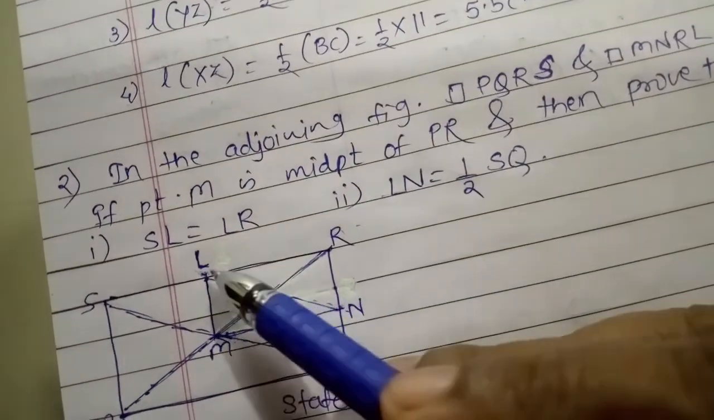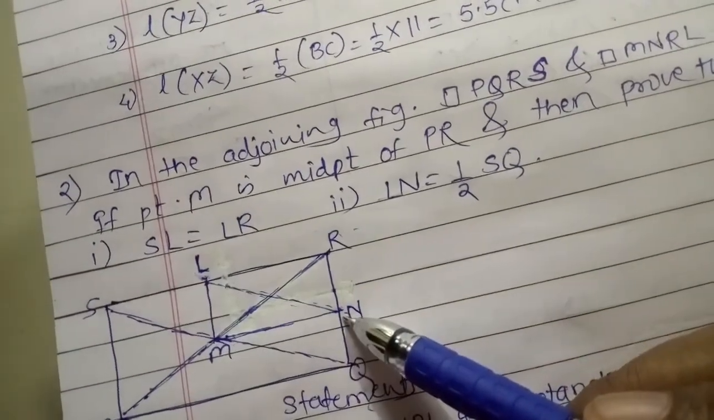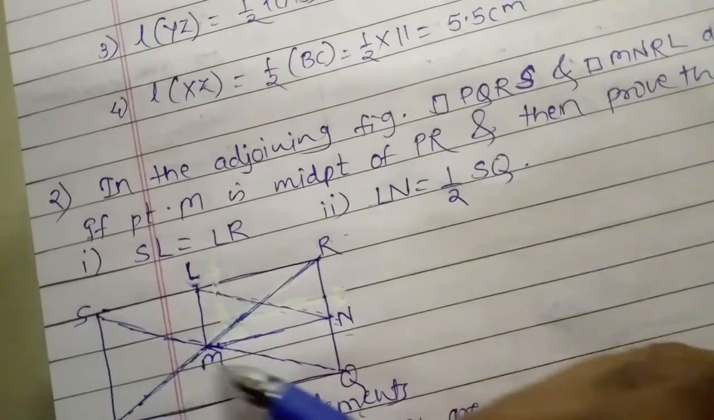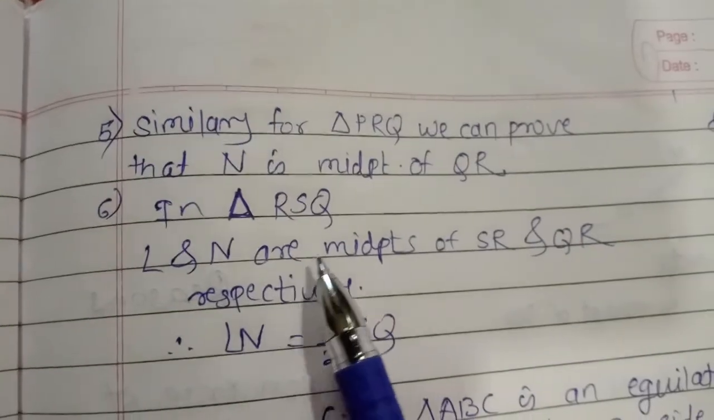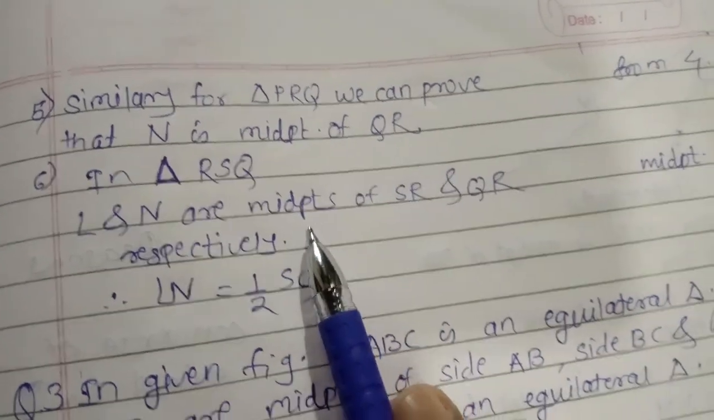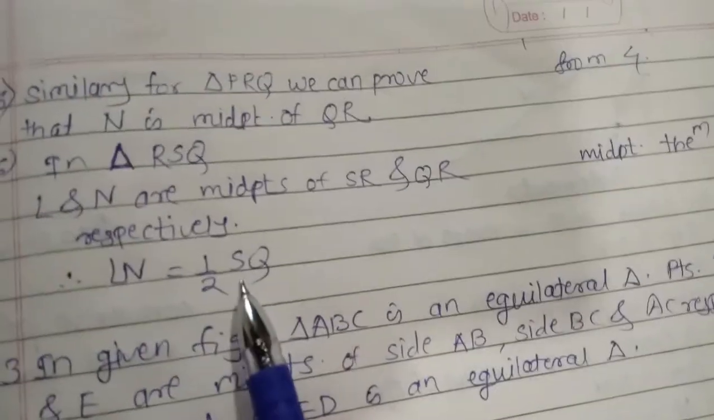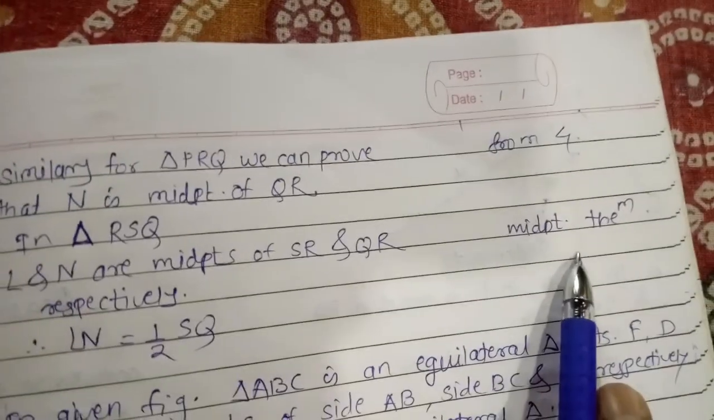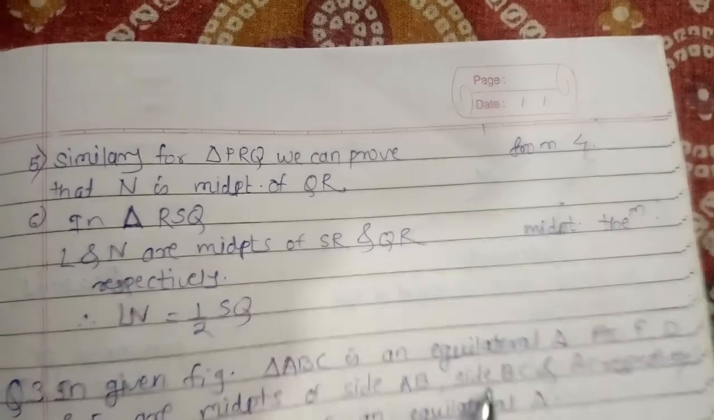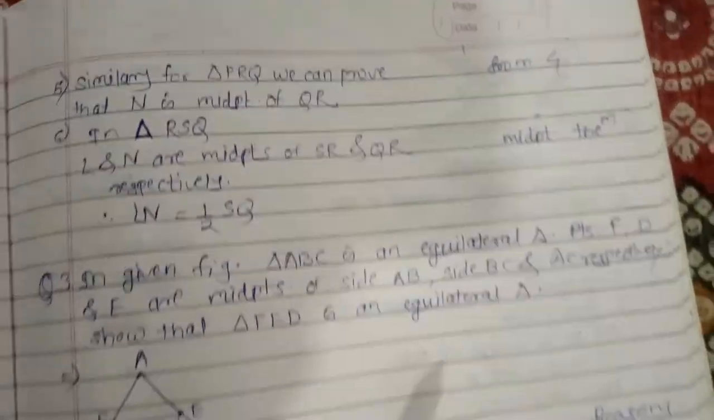So LN, according to the midpoint theorem, is parallel to SQ and it is half of SQ. So in triangle RSQ, L and N are the midpoints of SR and QR respectively, and so LN is equal to half SQ by the midpoint theorem. Now see the question number 3.